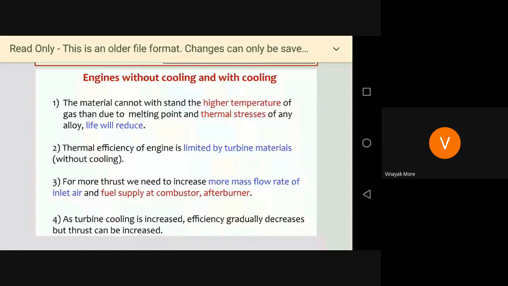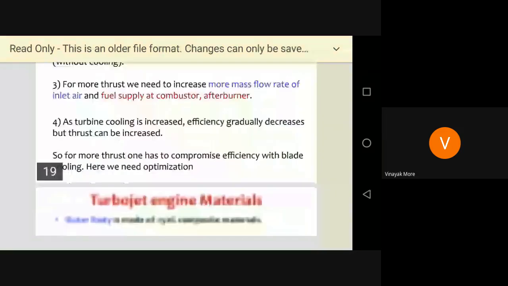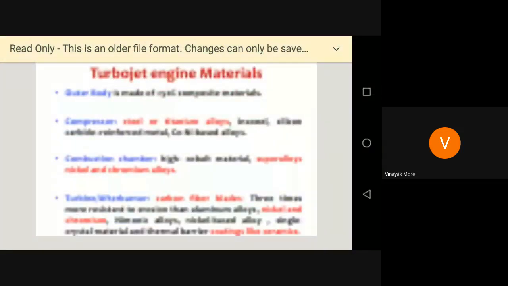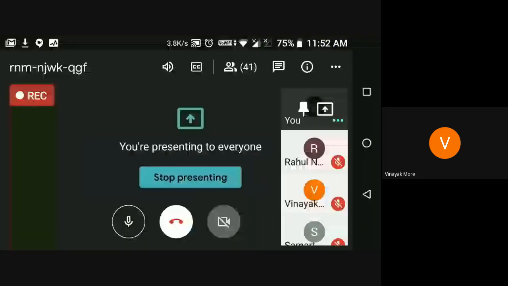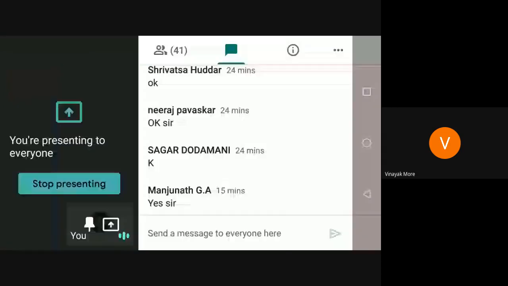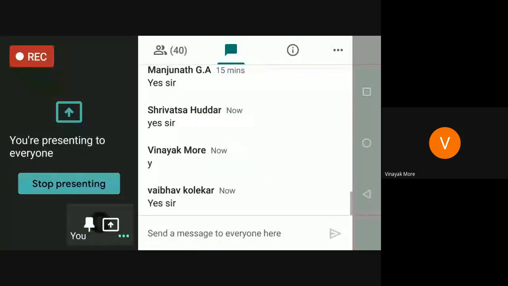So to protect the gas turbine blades from failures due to these heating problems, we need materials which can withstand higher melting points and also use cooling. You can observe the various materials here. Just a minute. Is it audible now for everyone? Is the PPT visible? Okay.